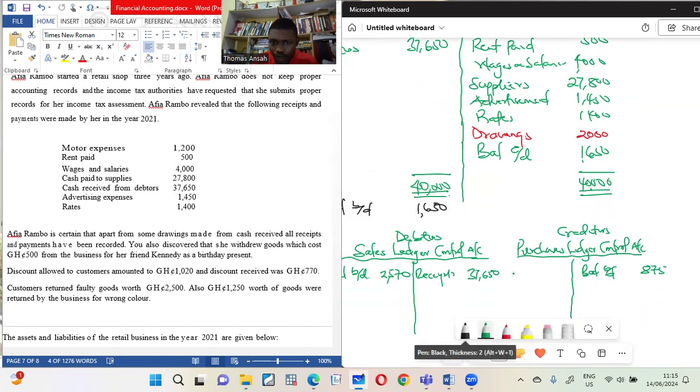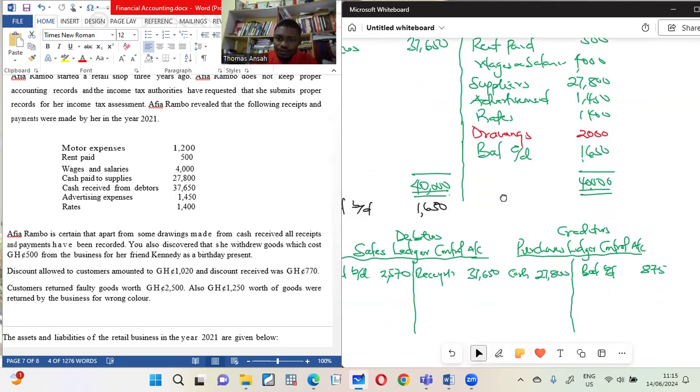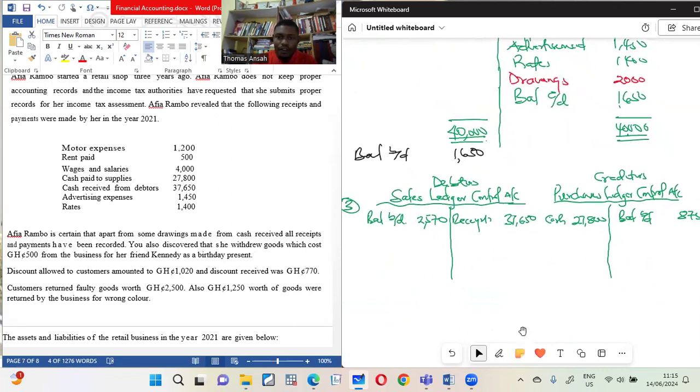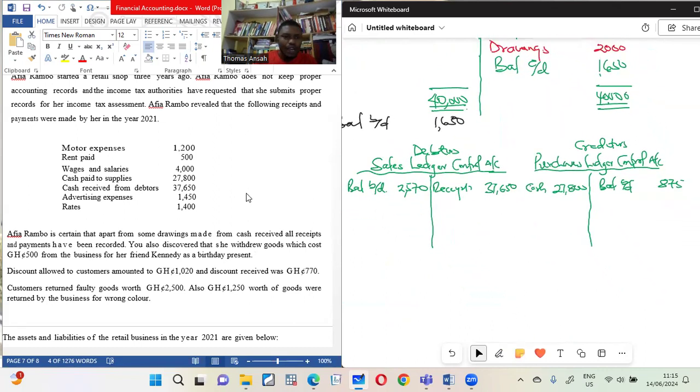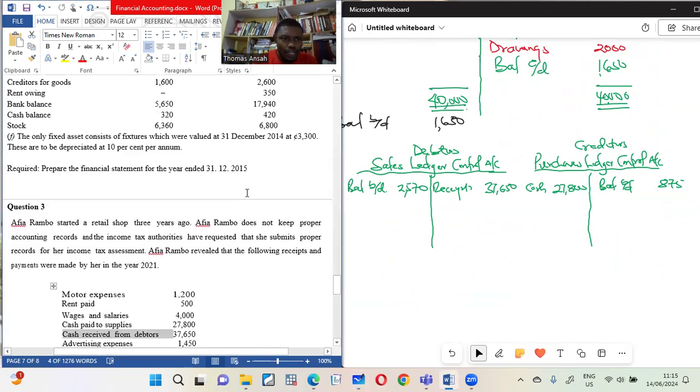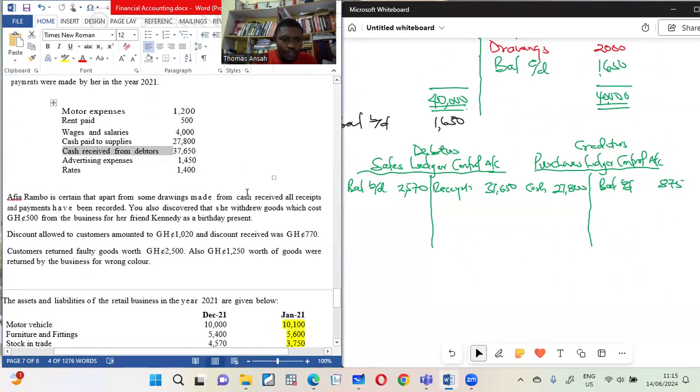So that one too is by bank, right? Or cash. And how much did we receive? 27,800. All right. So that is that. It reduces our figures. Okay. So now, what else do we have apart from this? The question told us that there were some returns, right?